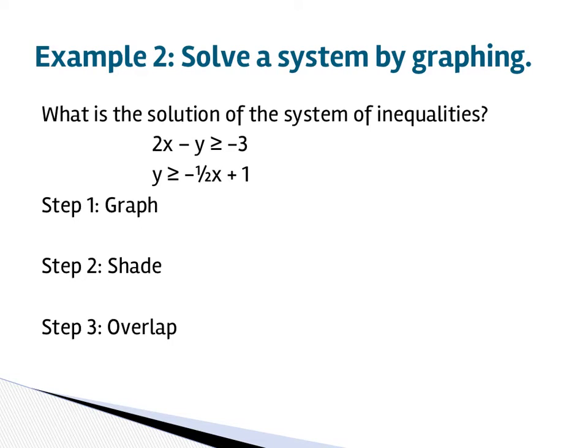Okay, the first thing you want to do when you have a system of inequalities, if they're two lines, is put them in slope-intercept form. So the bottom one's already in slope-intercept form. The top one I need to rewrite. So I'm going to subtract 2x, and I get negative y greater than or equal to negative 2x minus 3. I can't have negative y, I have to have positive y, so I'm going to change that sign, which means I have to change my inequality, and change the 2x and the 3.